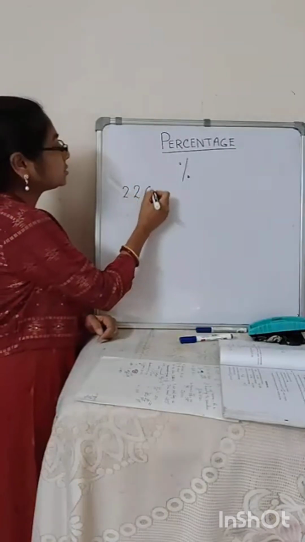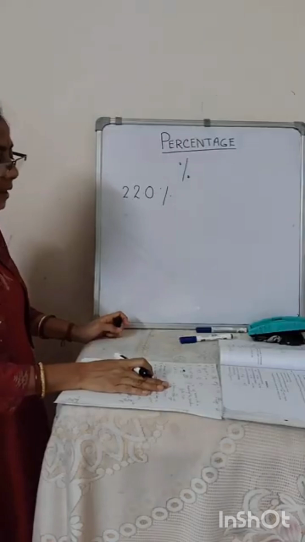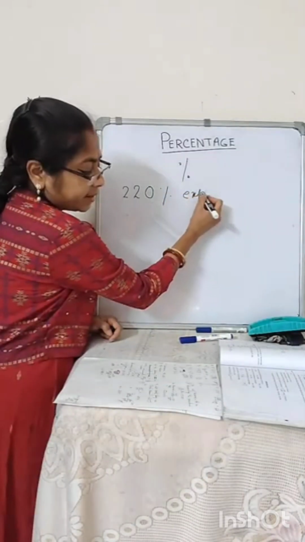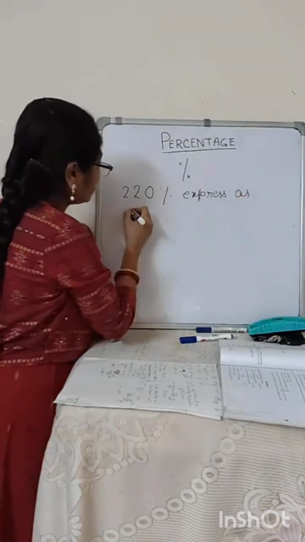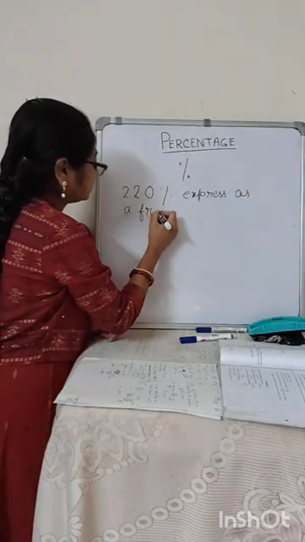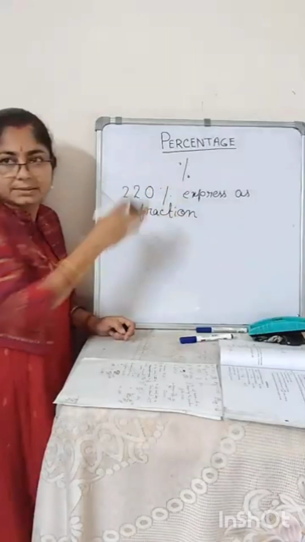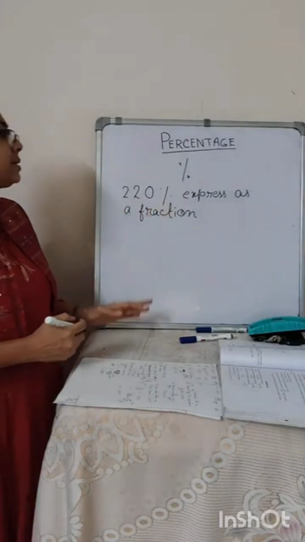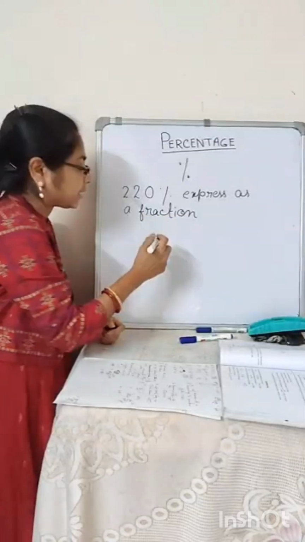20 percentage. 20 percentage expressed as a fraction. What is the meaning of this? 20%. This is a percentage, and it is expressed as a fraction.